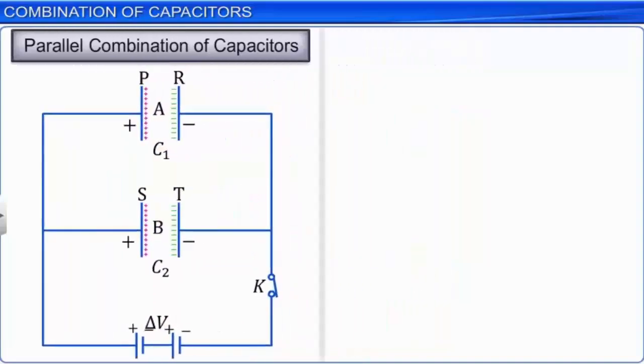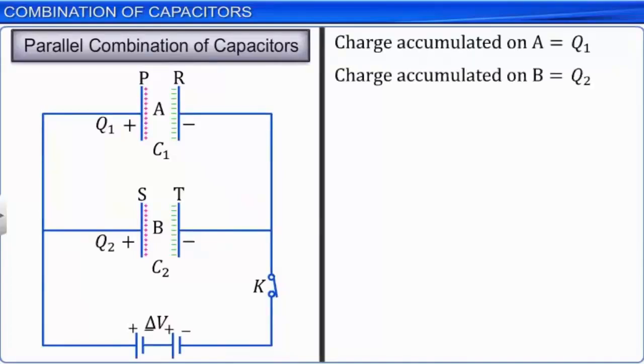Let Q1 and Q2 be the charge accumulated on the plates of the capacitors A and B respectively. The total charge on the capacitors connected in parallel is equal to the sum of the charge on the individual capacitors. Hence, the total charge Q on both the capacitors A and B is equal to Q1 plus Q2. Let this be equation 8.